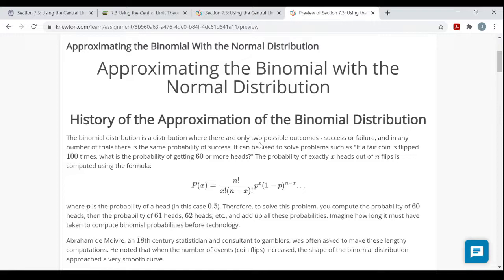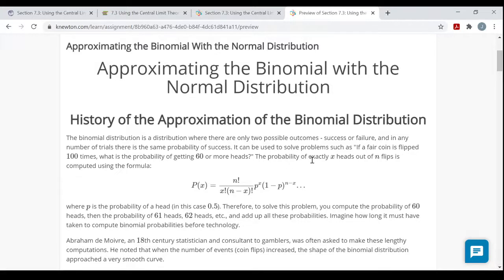So they give you a refresher here of the binomial distribution. Remember, the binomial distribution is a distribution where there are only two possible outcomes, successes or failures. And in any number of trials, there is the same probability of success. So independent trials. And it can be used to solve problems such as, if a fair coin is flipped 100 times, what is the probability of getting 60 or more heads? We've done stuff like that before, I believe back in chapter 4 material.